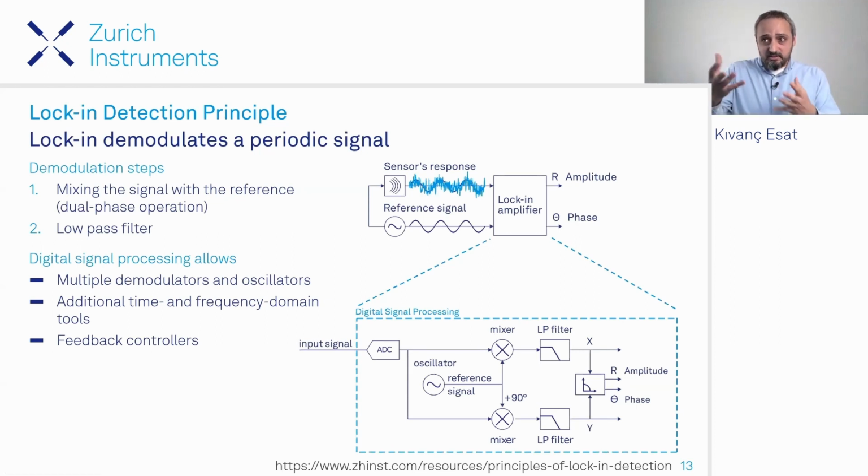Since the instruments we provide work in the digital domain, you can actually have multiple of these blocks running together. So we can have multiple demodulators and oscillators to be able to characterize various frequencies at the same time. And in addition, since the signals are already in the digital domain, it's possible to add additional time and frequency domain tools there as well. And on top of that, feedback controllers to control the entire system can be built.